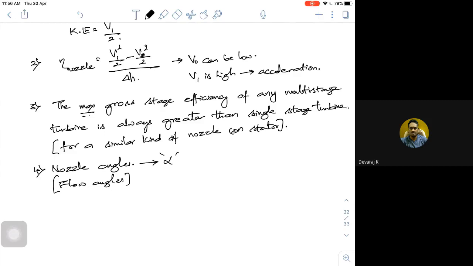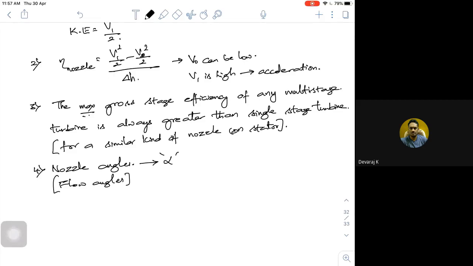It means that it is your flow angle. And here, we have to draw the corresponding stages: first stage, second stage, the velocity diagrams, and we have to look into it. So stage efficiency and your corresponding phi. Stage efficiency versus your phi. What is the phi? Phi is nothing but your speed ratio.